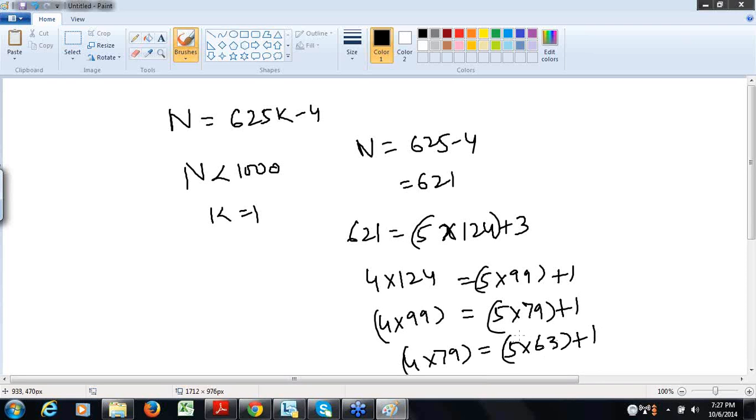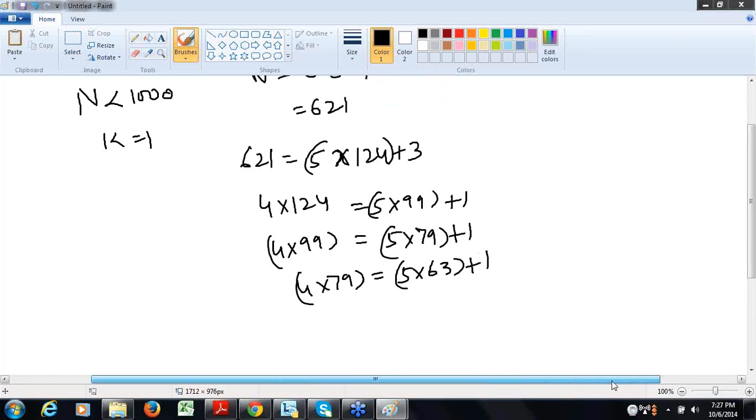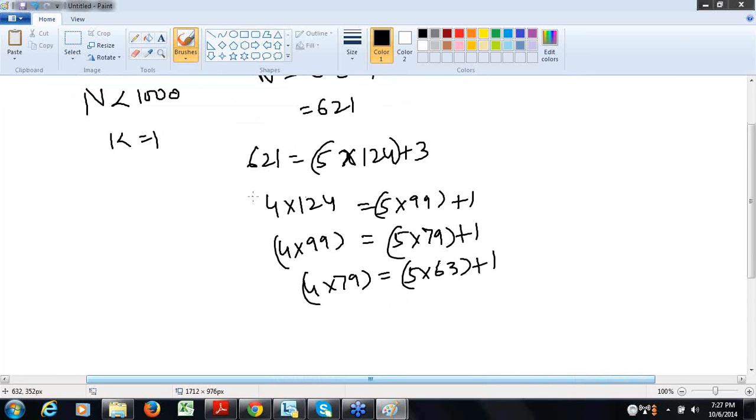Each time a person is taking his share, we are reducing it like this. So 621 is the total value of N. If the first one is taking, 5 into 124 plus 3, then 4 into 124, because x plus 1 has already been taken, is 5 into 99 plus 1. Of this, 99 plus 1 has already been taken, so 4 into 99 has to be of the form 5 into 79 plus 1. Now 4 into 79 is of the form 5 into 63 plus 1.